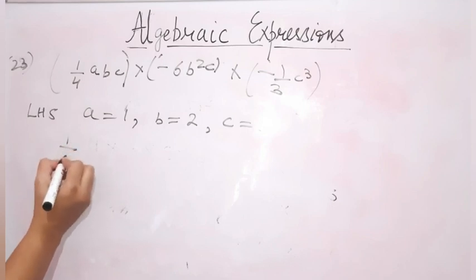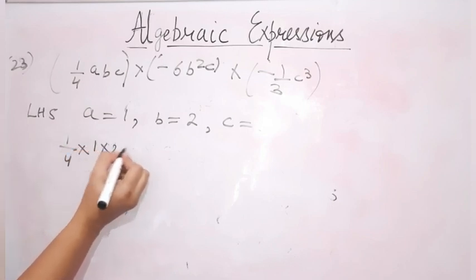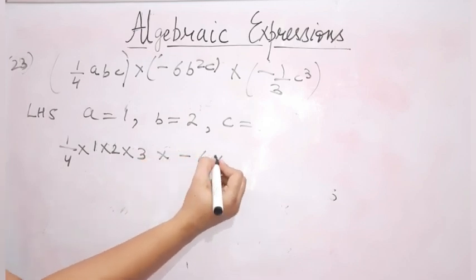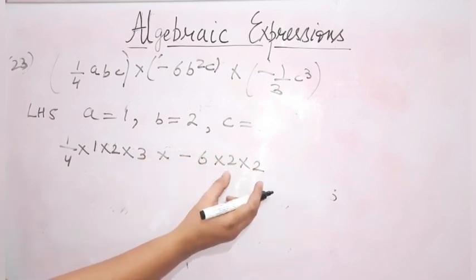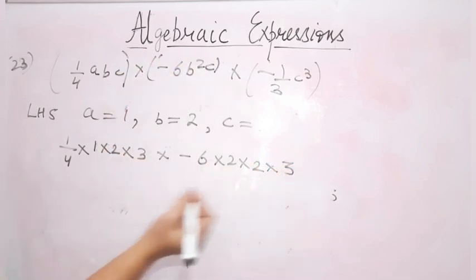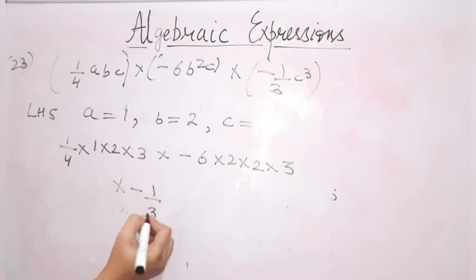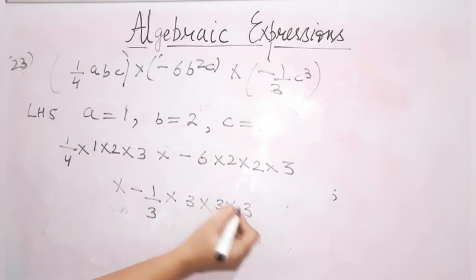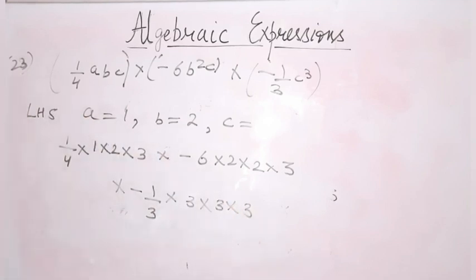Now 1 upon 4, 1 multiplied by 2 multiplied by 3, multiplied by minus 6, 2 multiplied by 2, because the value of B is 2 and it is B to the power of 2, multiplied by 3, multiplied by minus 1 upon 3, where the value of C is 3. So 3 multiplied by 3 multiplied by 3, 3 times, because it is C to the power of 3. Now what we have to do? We have to check whether anything can be reduced here or not.